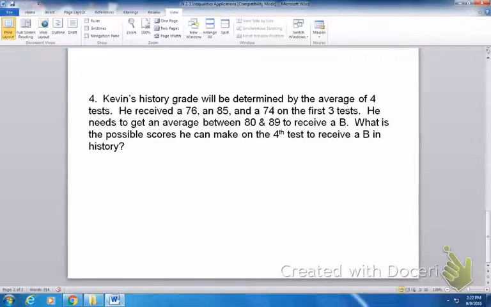Now, before we start, I want to talk about averaging real quick. If I had 6 grades, to find the average of those grades, I'd add all 6 of them up and divide it by 6, the number of grades I have. This kind of works the same way.